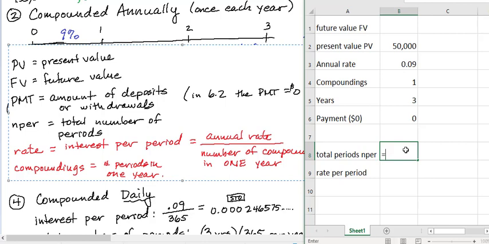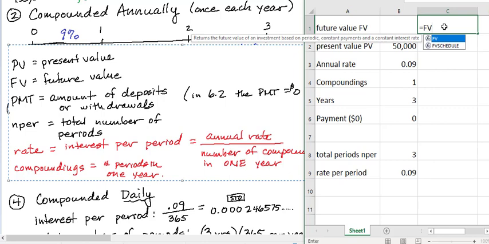Then my total number of periods will be 3 years times 1 time a year for a total of 3. So 3 arrows advancing your money forward. Your rate per period is your annual rate divided into, well, just once per year. So that should still be 9%. Okay, now for the future value, I can calculate it. Excel has some formulas built in, and the formula for future value is called FV. Notice that it comes up, there's one that's FV and one that's FV schedule.